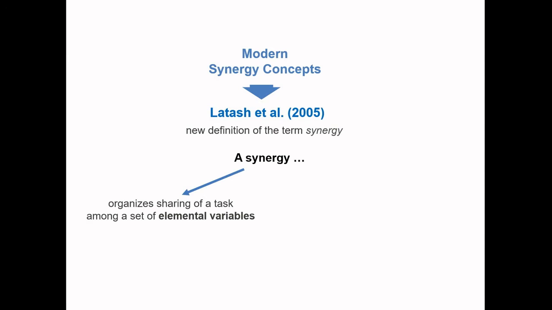Now let's turn and look at a second modern theory of synergies. This is a theory developed by Mark Latash. In this theory, Mark proposes a new definition of the term synergy. In its original definition, a synergy is a group of muscles that are constrained to act together as a functional unit. For Latash, a synergy is something that organizes the sharing of a task among a set of elemental variables. Notice that we've replaced a set of muscles in the original definition with a set of elementary variables in this new definition. We will flesh out what we mean by elemental variables shortly.